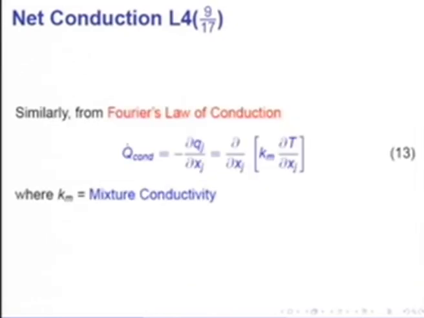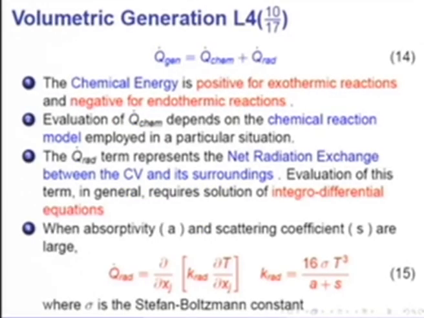Net conduction, again by Fourier's law of conduction, Q conduction will be simply minus d Q j by d x j, where Q j is K m multiplied by dT d x j and K m is the mixture conductivity. Net volumetric generation. Now, volumetric generation in a moving fluid typically would comprise of the generation due to chemical energy, because some reactions are exothermic, whereas some other chemical reactions are endothermic.